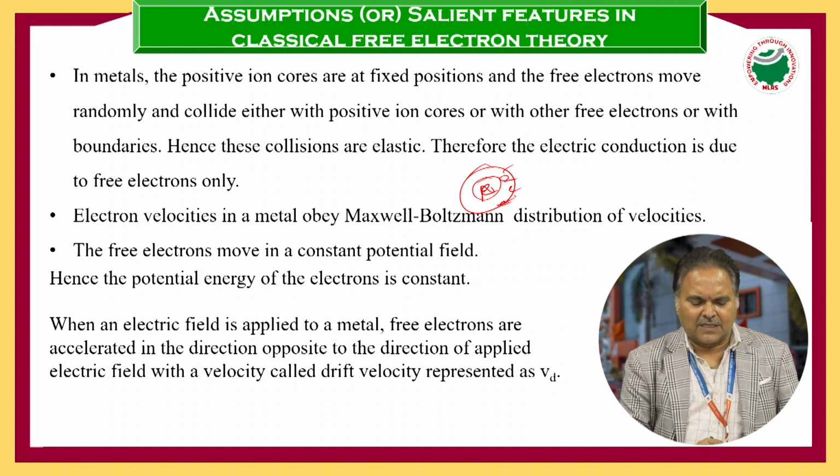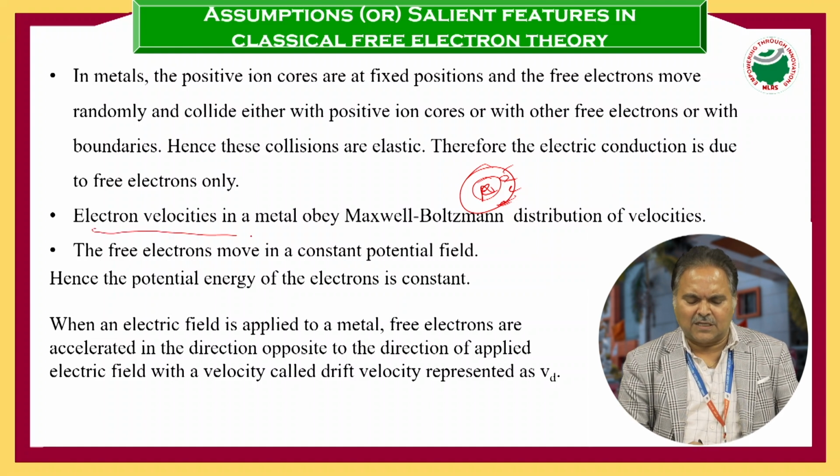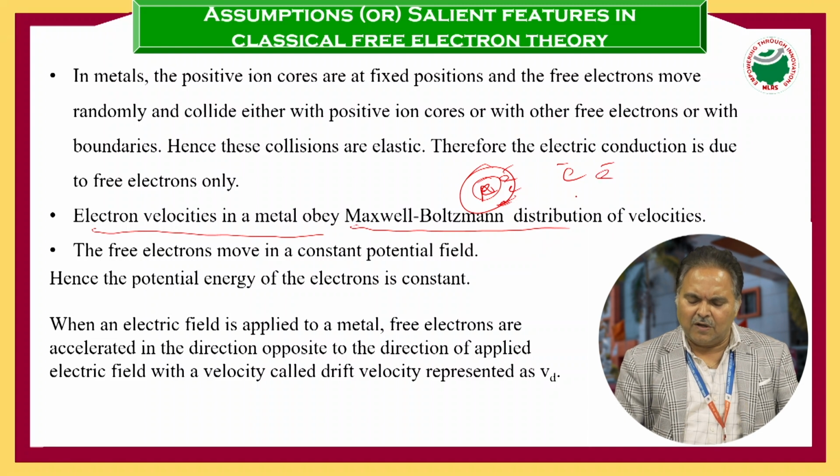Similarly, the second assumption is that the electron velocities in metals obey the Maxwell distribution. That means the electrons are distributed by some rule, here one electron, there another electron, and we call it the Maxwell-Boltzmann distribution. Electrons are distributed according to that.